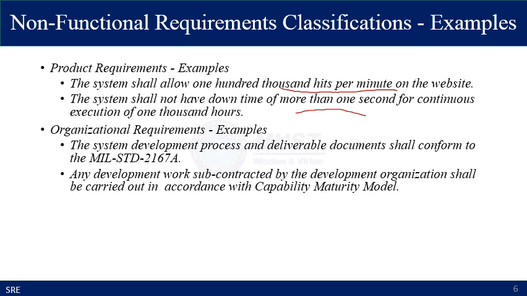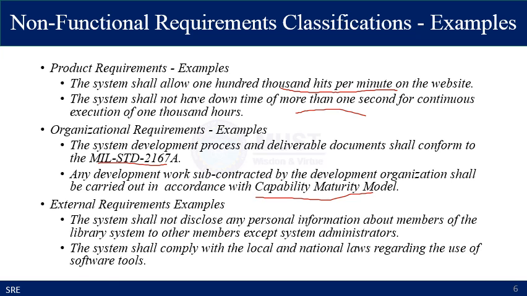Similarly, if you look at the organizational requirements, the examples include that the system development process and deliverable documents shall conform to a specified standard. So any development work subcontracted by the development organization shall be carried out in accordance with the capability maturity model, or in short the CMMI model.